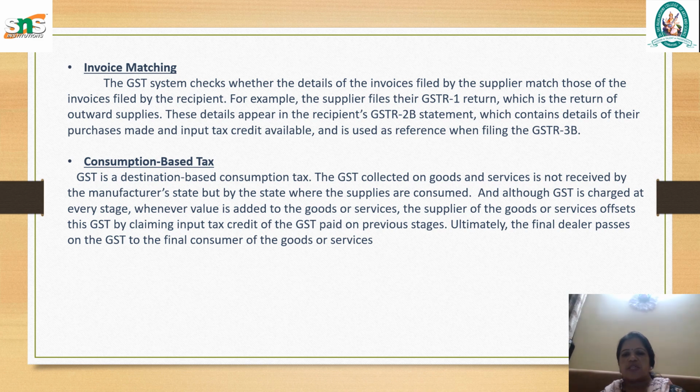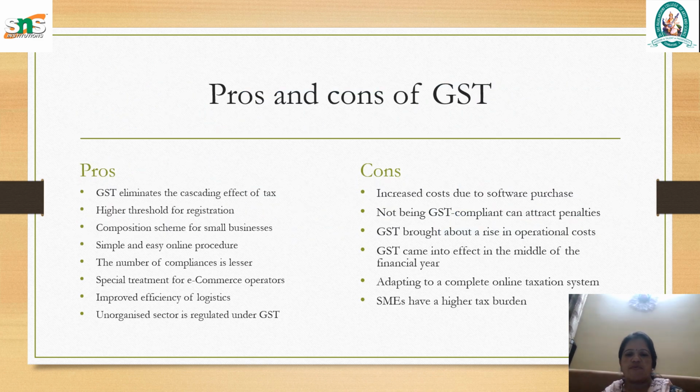Then consumption-based tax. GST is a consumption tax. The tax goes not to the state of the manufacturer, but to the state where the goods are consumed. So it is charged on the value of goods or services supplied, and the supplier claims input tax credit of the GST paid at previous stages. Ultimately, the final dealer passes on the GST to the final consumer of goods and services.